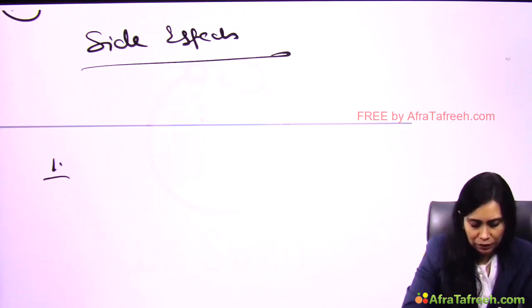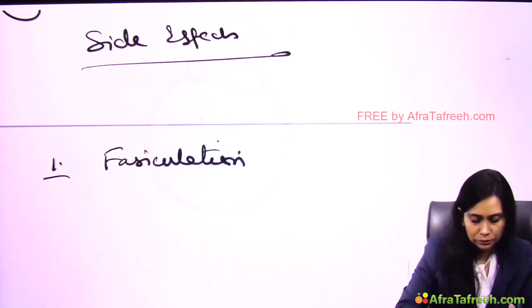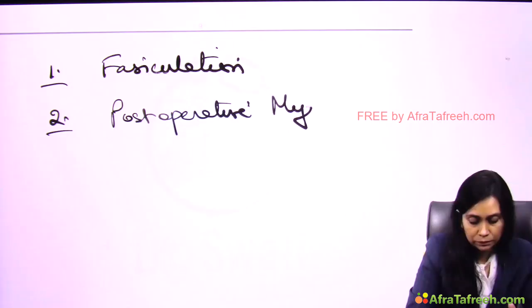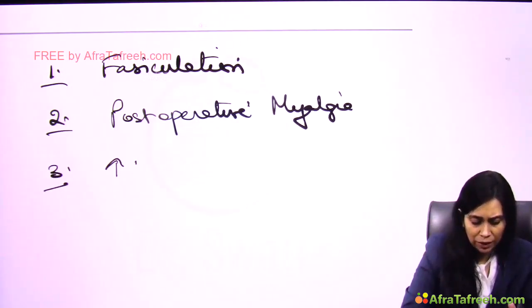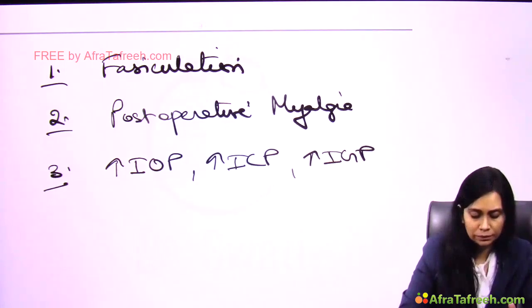Because of depolarization, fasciculation. Because of fasciculation, post-operative myalgia. Because of fasciculation, closed cavity pressure rises. Intraocular pressure, intracranial pressure, intragastric pressure. These all increase. Got it? 4th point. See on the screen.